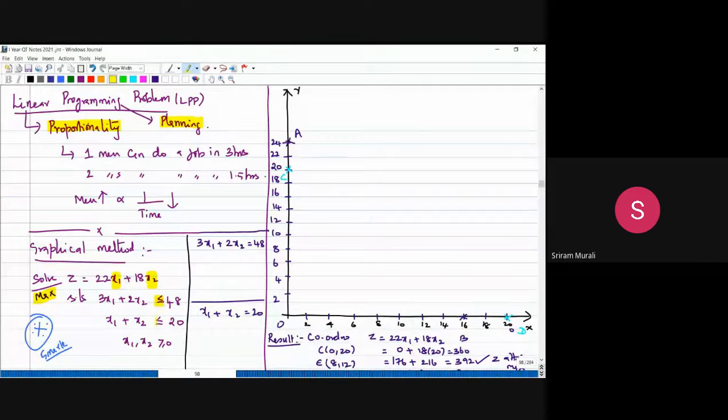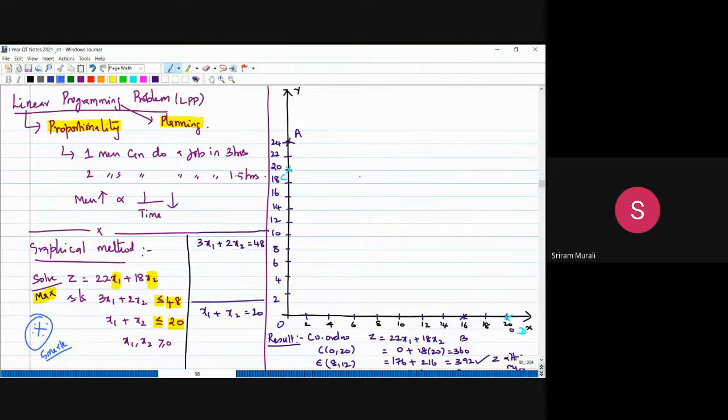So both the constraints are less than or equal to type. And right hand side should not be negative. Why? If right hand side is negative, what happens? This right hand side always talks about the availability. I tell you an example.